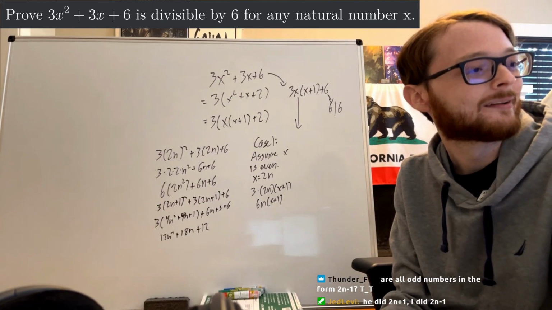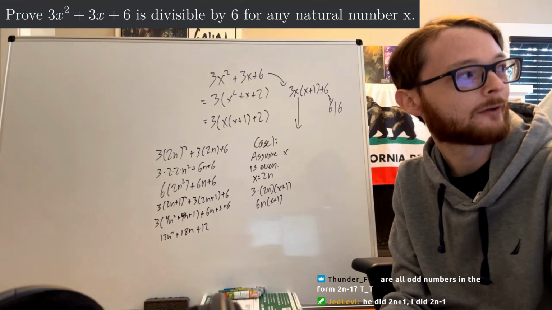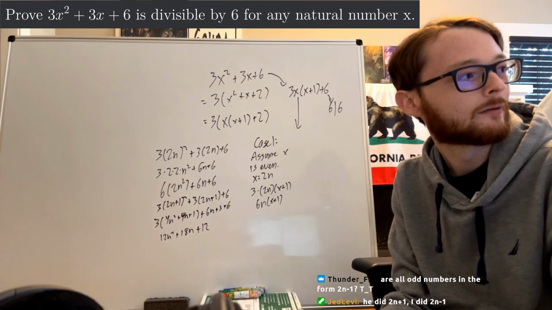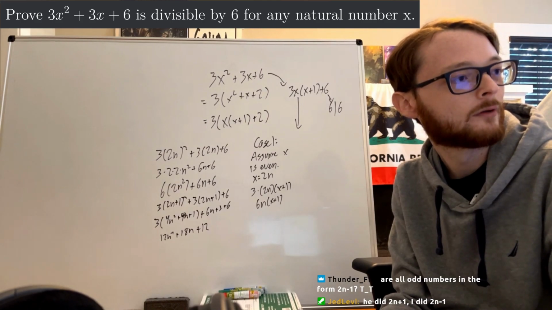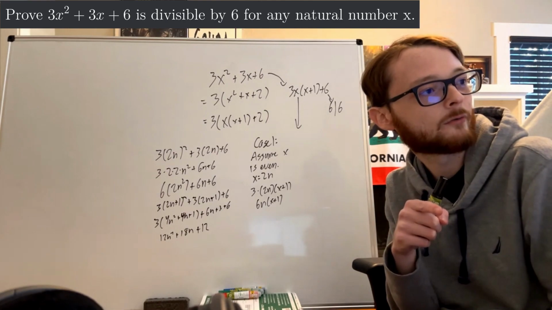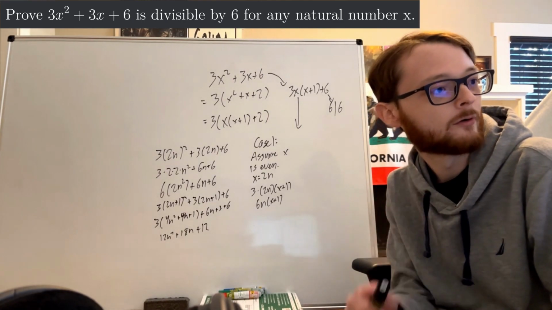Yeah, you can take either one, Thunderfix, for this context. 2n plus 1 and 2n minus 1 are both fine. You just need to be careful about where you start your n's from. So with Jed's, n starts from 1. With mine, n starts from 0. That's the only difference.